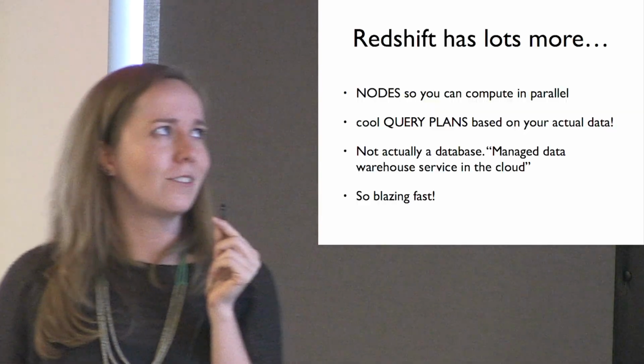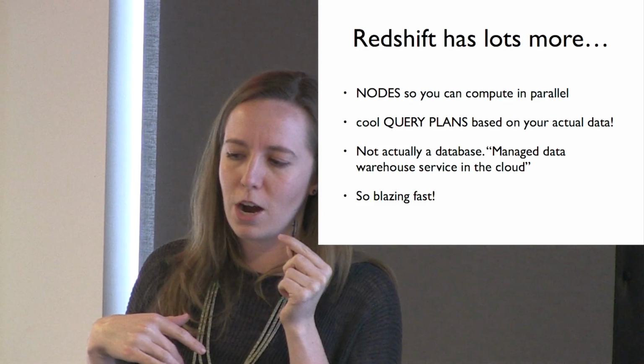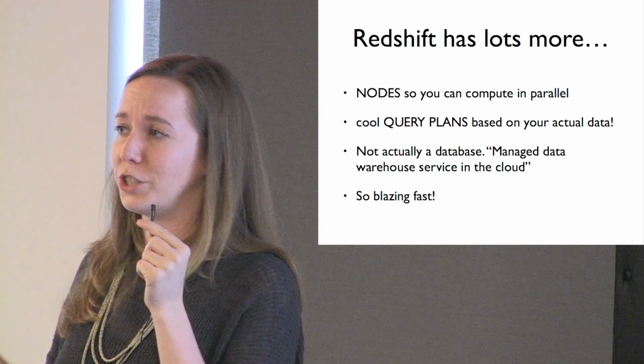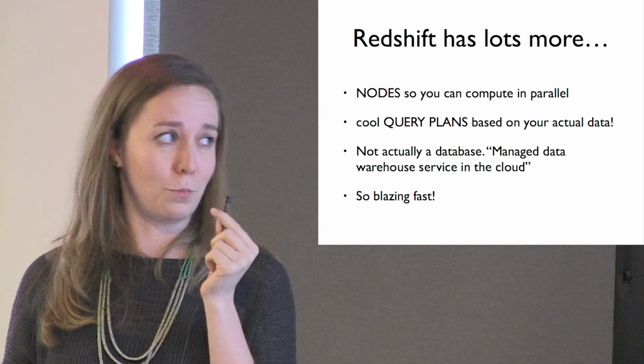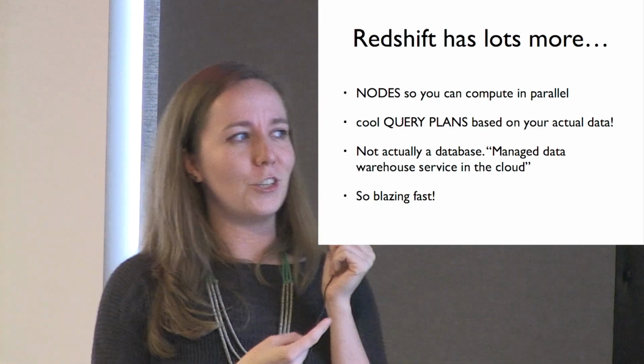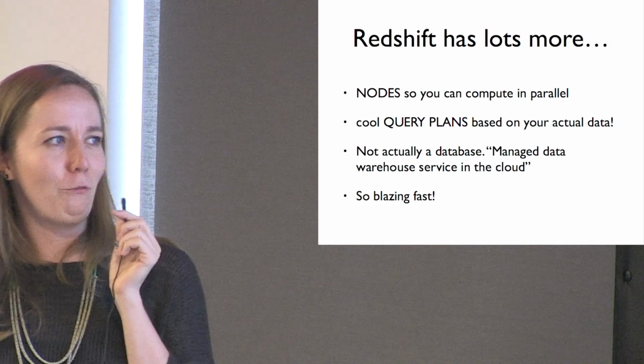Redshift has a lot more great stuff. There's nodes. You can run everything in parallel with that robot army I was talking about earlier. There are cool query plans that are based on the contents of your data. So if you change your data, the query plan changes, which is pretty cool. It's not even actually a database. I've been lying to you this whole time. It's actually a managed data warehouse service in the cloud. Kind of powerful and awesome.